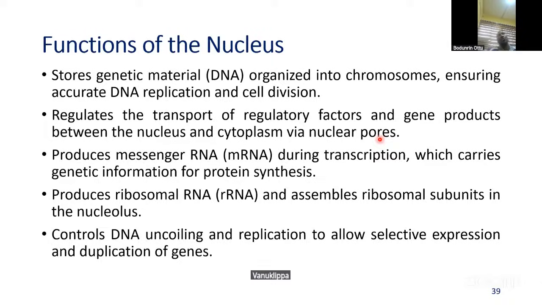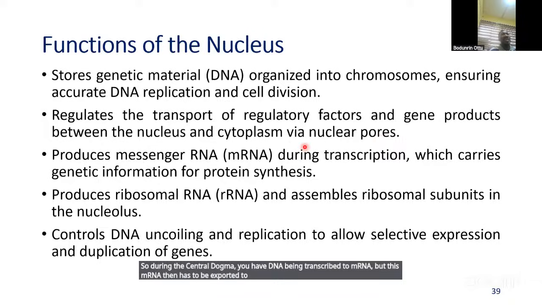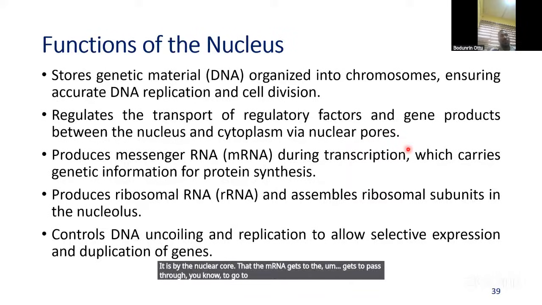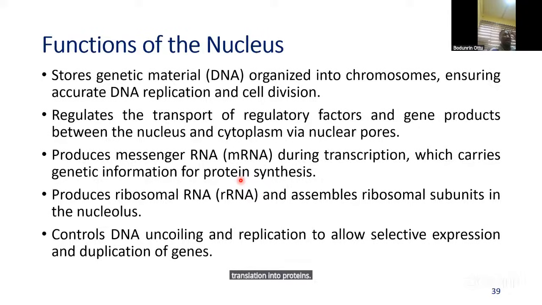So during the central dogma, you have DNA being transcribed to mRNA, but this mRNA then has to be exported to the cytoplasm. It is via the nuclear pore that the mRNA gets to pass through, to go to the cytoplasm for translation into proteins. And that's what I have just said.